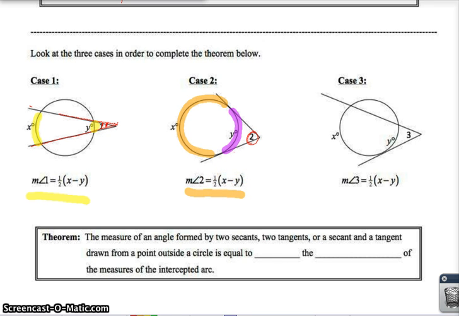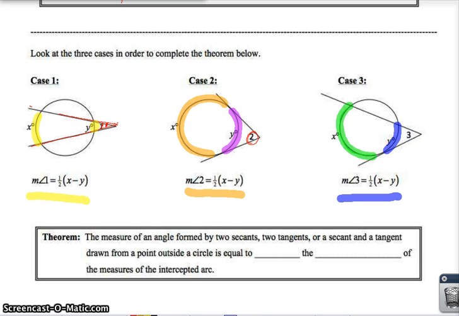And then finally, the same thing is happening over here. It's going to be half the difference of X and Y, except notice this time we have a combination. We have a secant and we have a tangent. And again, they're always intersecting on the outside of the circle. So here we have our bigger arc X, and we're going to subtract our smaller arc Y, right? So X minus Y divided by 2, and that's going to give us angle 3 out here.